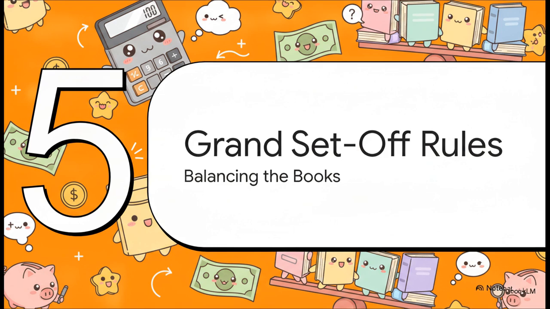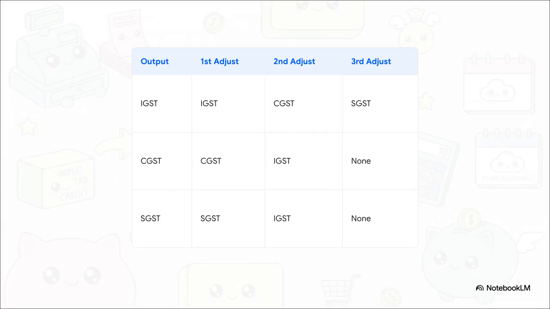All right, take a deep breath. We have reached Section 5, the Grand Set-Off Rules. This is the absolute climax of our explainer. This is the final boss fight before you pay the government at month end, and it's where most accounting errors happen. We have a highly specific, legally prescribed order for setting off our input tax credits against our output liabilities. Let's look at the flow.